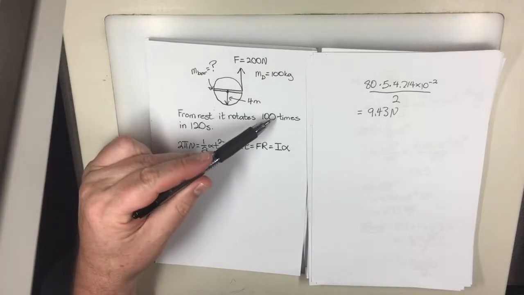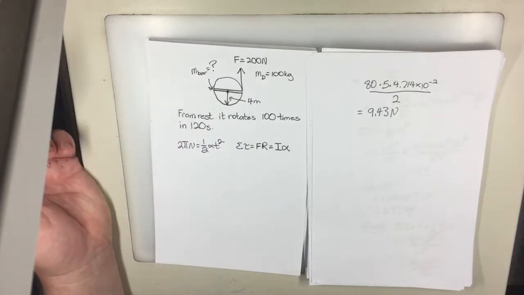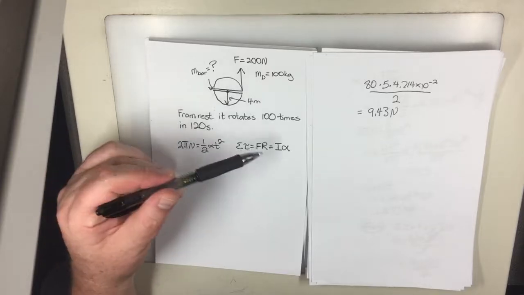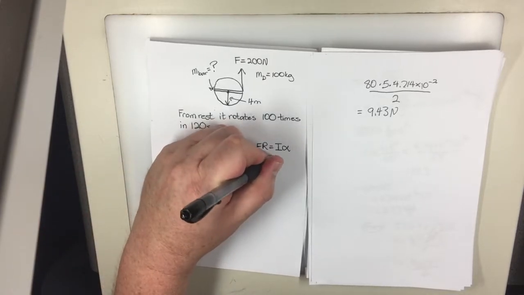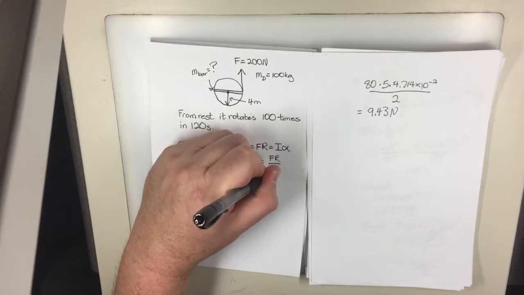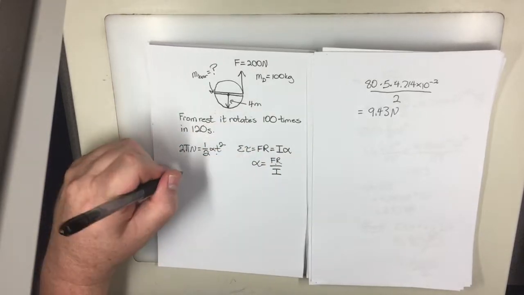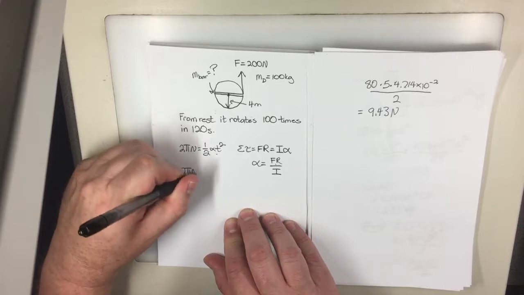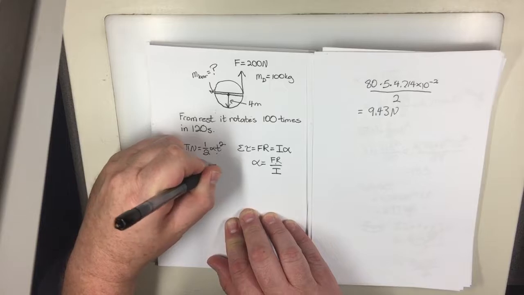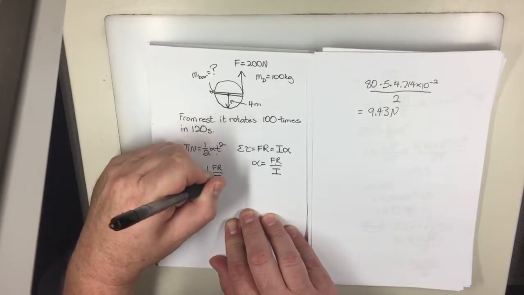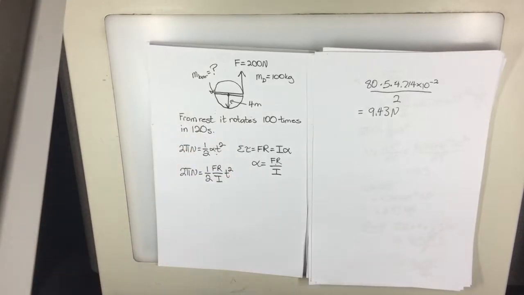Now, I don't really need to know what alpha is. I don't ask for it. All I ask for is the bar. So what I'm going to do is solve for alpha, take that and plug it in there. So 2 pi n, I know what the value of n is, equals 1/2 FR over I t squared. I know what R is, I know what F is, I know what t is. The only unknown in this problem is I.